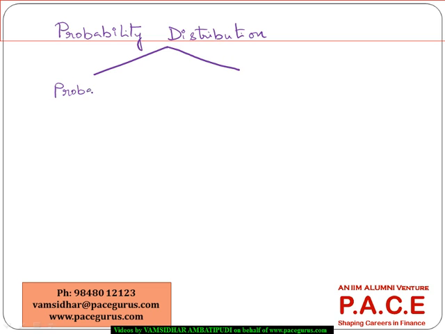Now, whenever I use the word probability distribution, especially discrete or even continuous, we actually define two important terms here. One we call the probability function. The other we call the cumulative distribution function. Whether it is continuous or discrete, we have two different dimensions of any probability distribution.